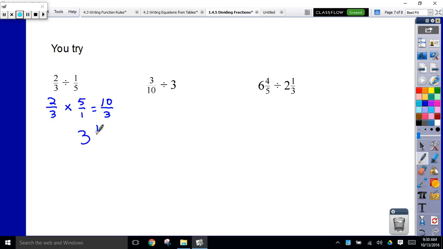Some of you may be able to do that change to a mixed number in your head just by thinking 3 goes into 10 3 times and then there's going to be 1 left over. If you can't do it in your head, you can write it out like this and do 10 minus 9 is 1. You have 1 left, so it's 1/3. So you can still write it out.